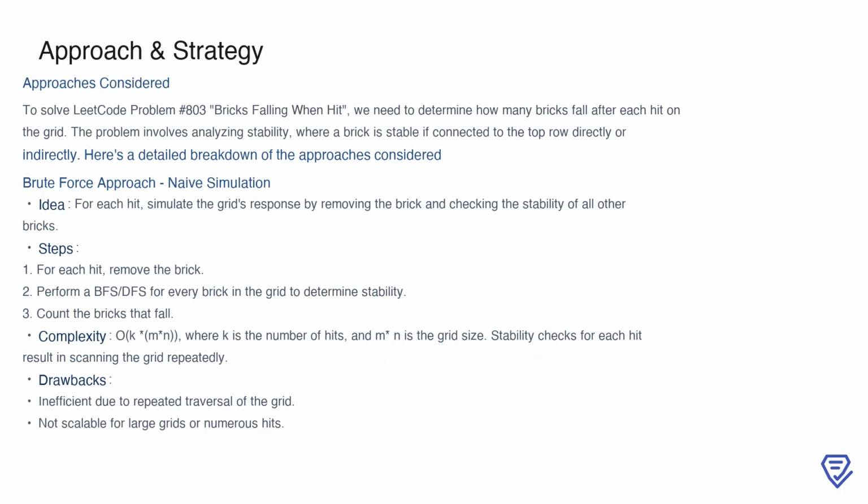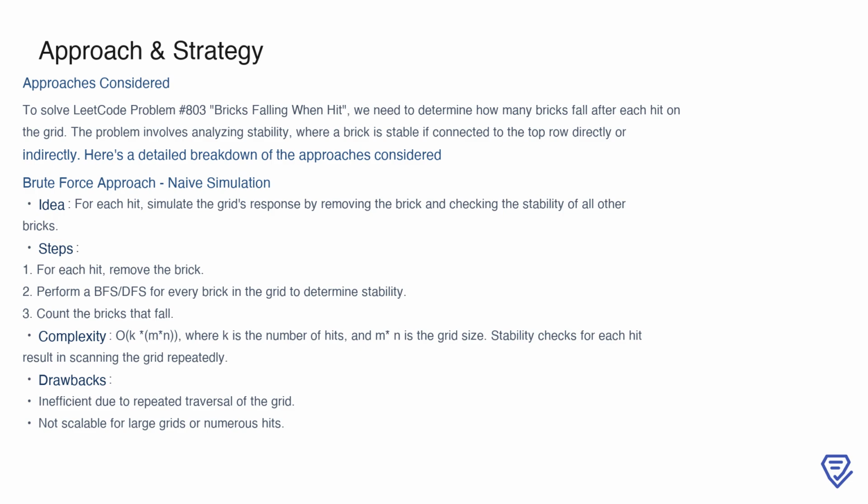To solve the problem of determining how many bricks fall after each hit, we first need to understand the concept of stability in the grid. A brick is considered stable if it is connected to the top row, either directly or indirectly through other bricks. One approach to solving this problem is the brute force simulation method.